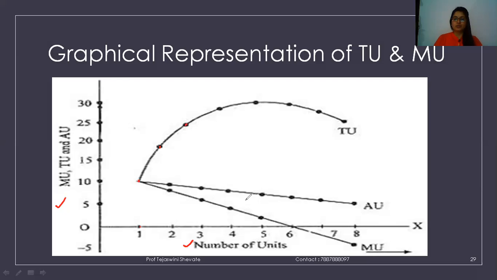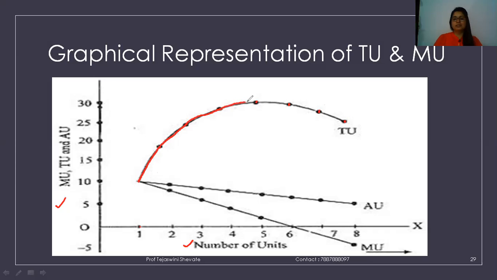Then I consumed the next unit, and I got about 28. Then when the fifth commodity was consumed, I got the total utility as 30. When I consumed the sixth commodity, it still remained 30. When I consumed the seventh commodity, the total utility diminished to 28. When I consumed an eighth unit, it diminished to 24. So now I'm joining these points to draw a total utility curve.